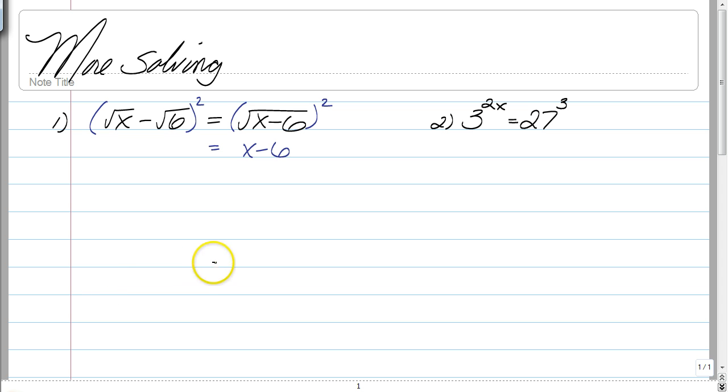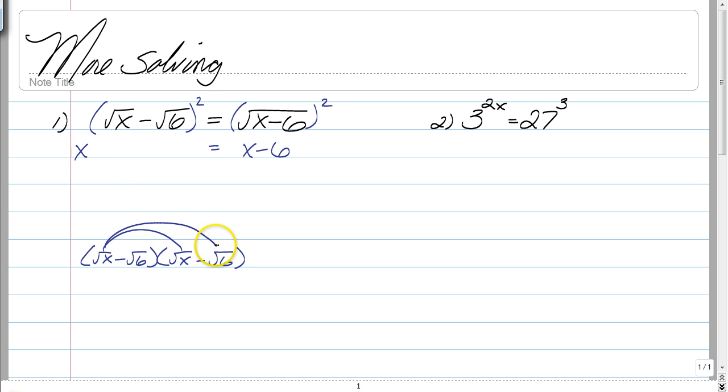And even if that was a plus sign, that would be the same. So think about this. What you're actually doing is the square root of x minus the square root of 6 squared, which is the square root of x minus the square root of 6 multiplied to itself. So if you were to FOIL this, the square root of x times the square root of x is going to just give you x.